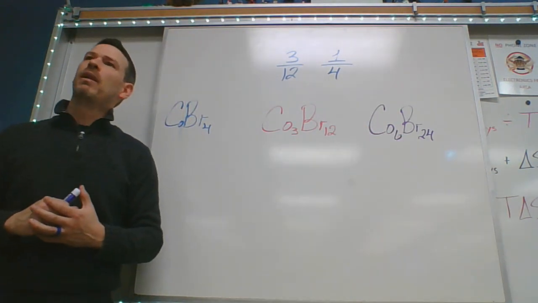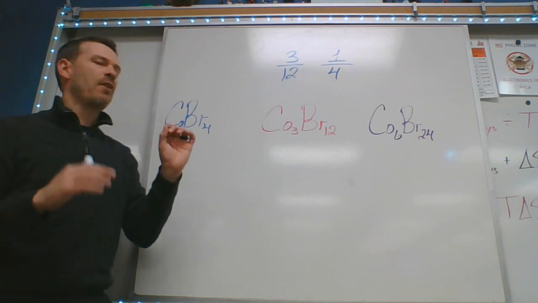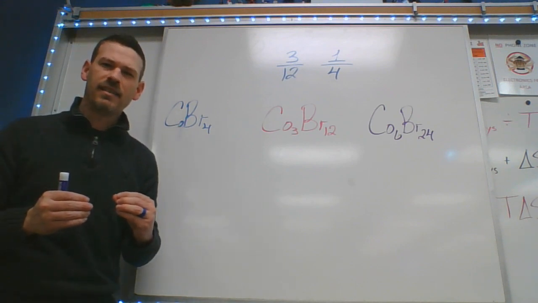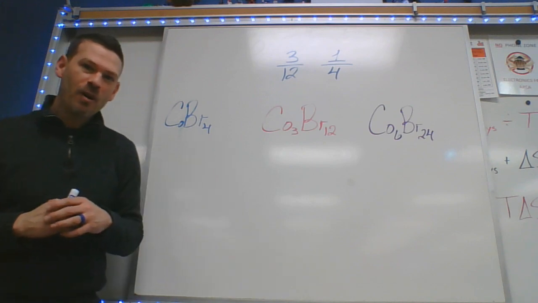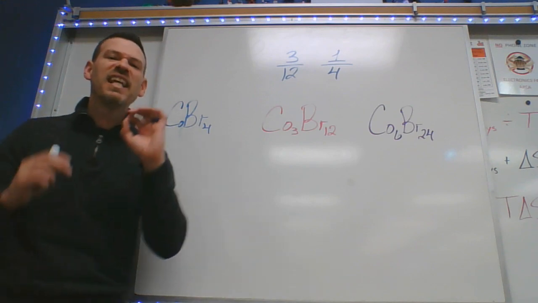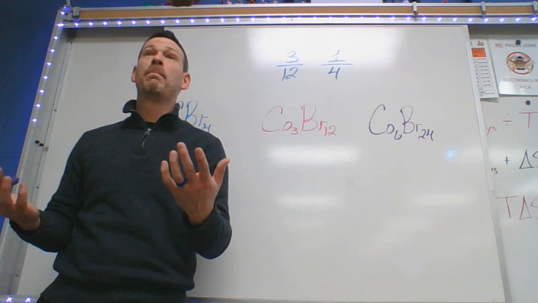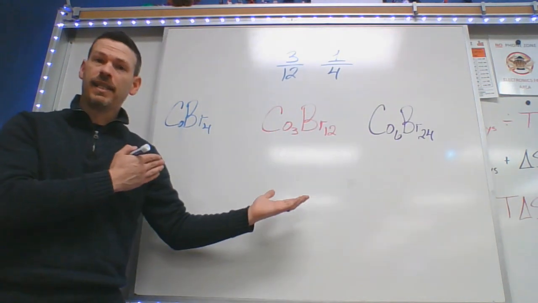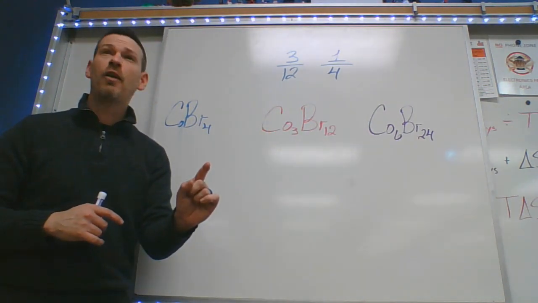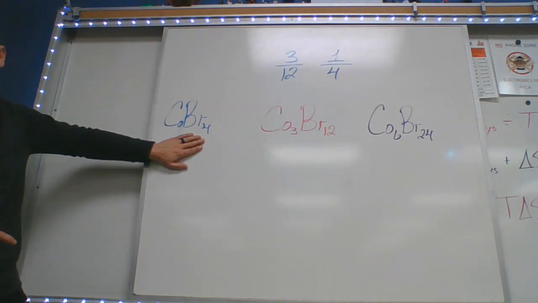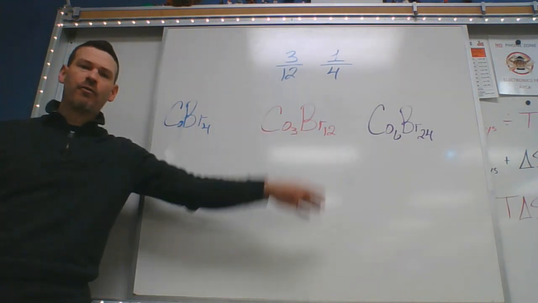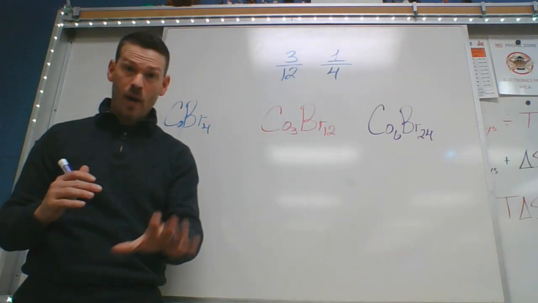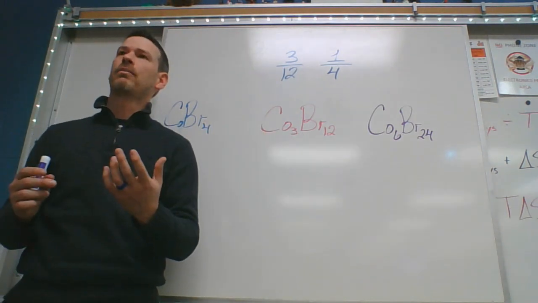Could I write another molecular? How many different molecular versions exist? An infinite number, right? We can multiply it by 3, and then 4, and then 5. So there's an infinite number of possible molecular formulas here. How many empirical possibilities are there? One. That's it. This is the simplest ratio, one empirical, and then you could go on forever with different correct ratios of molecular.